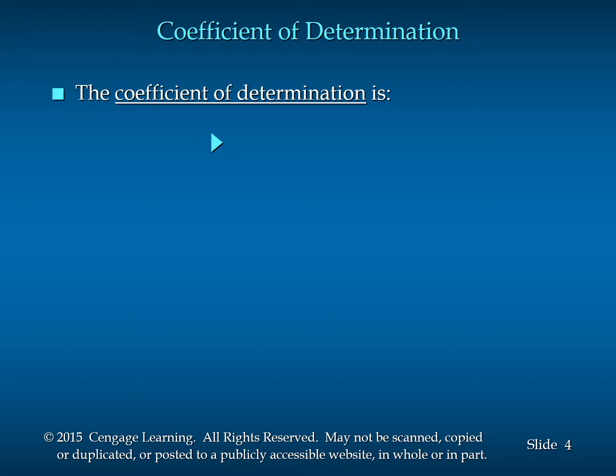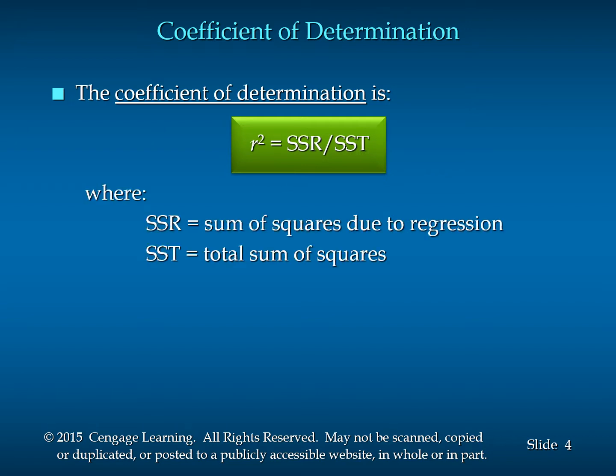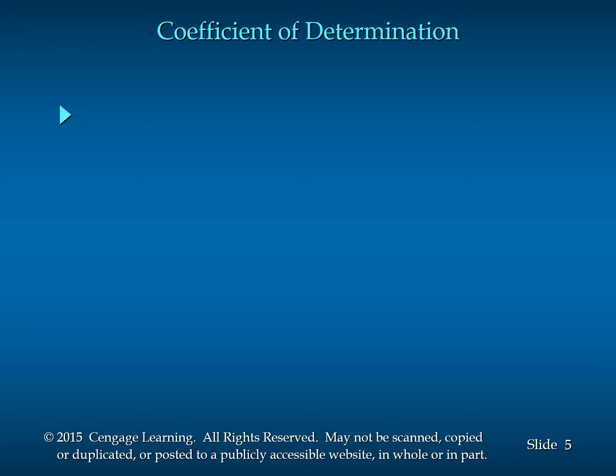The value of r squared is called the coefficient of determination, which is the sum of squares due to regression divided by the total sum of squares. For the data on the car sales and advertisement example, we calculate a coefficient of determination of 0.8772 using the formulas on the previous slide. This indicates a very strong relationship between x and y.